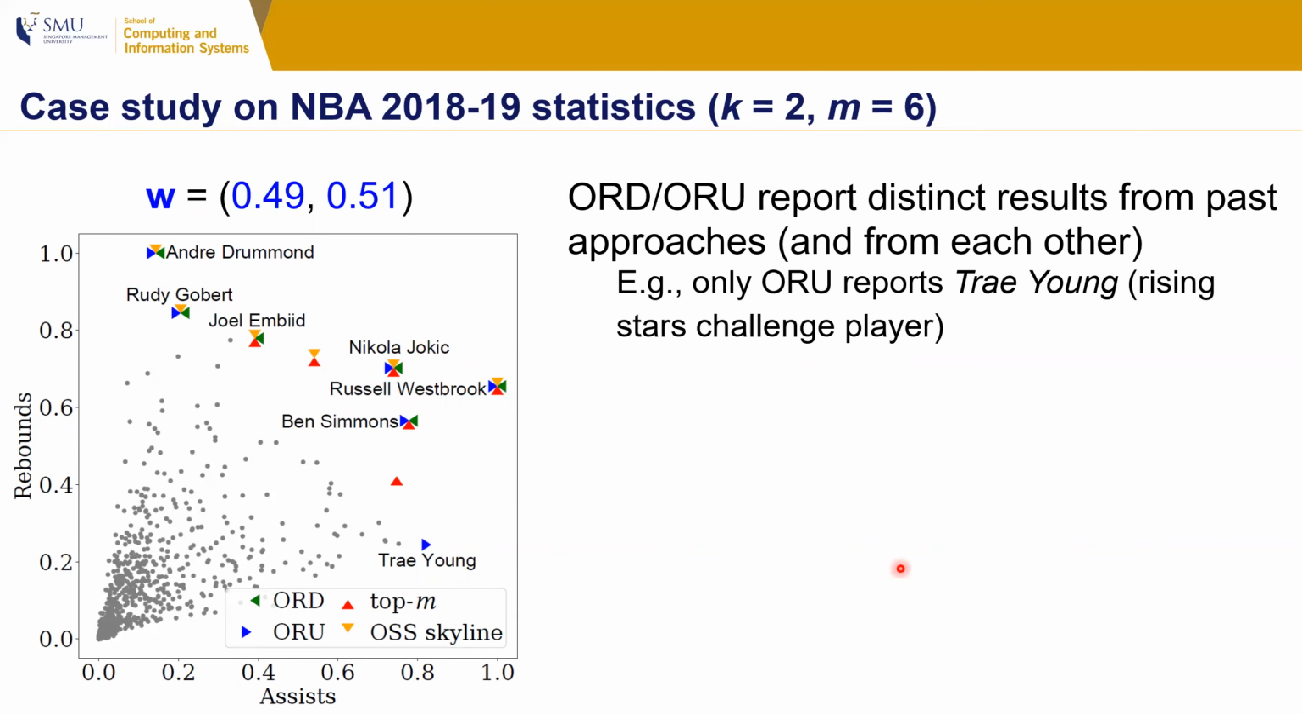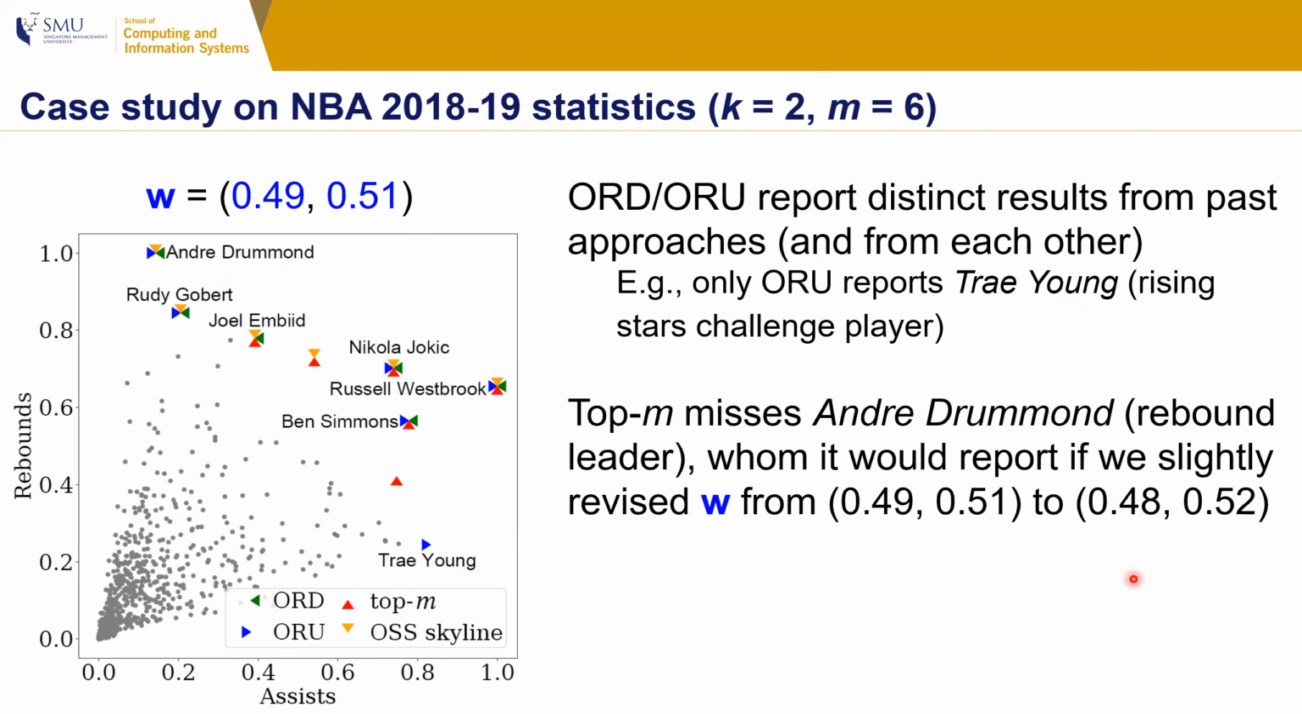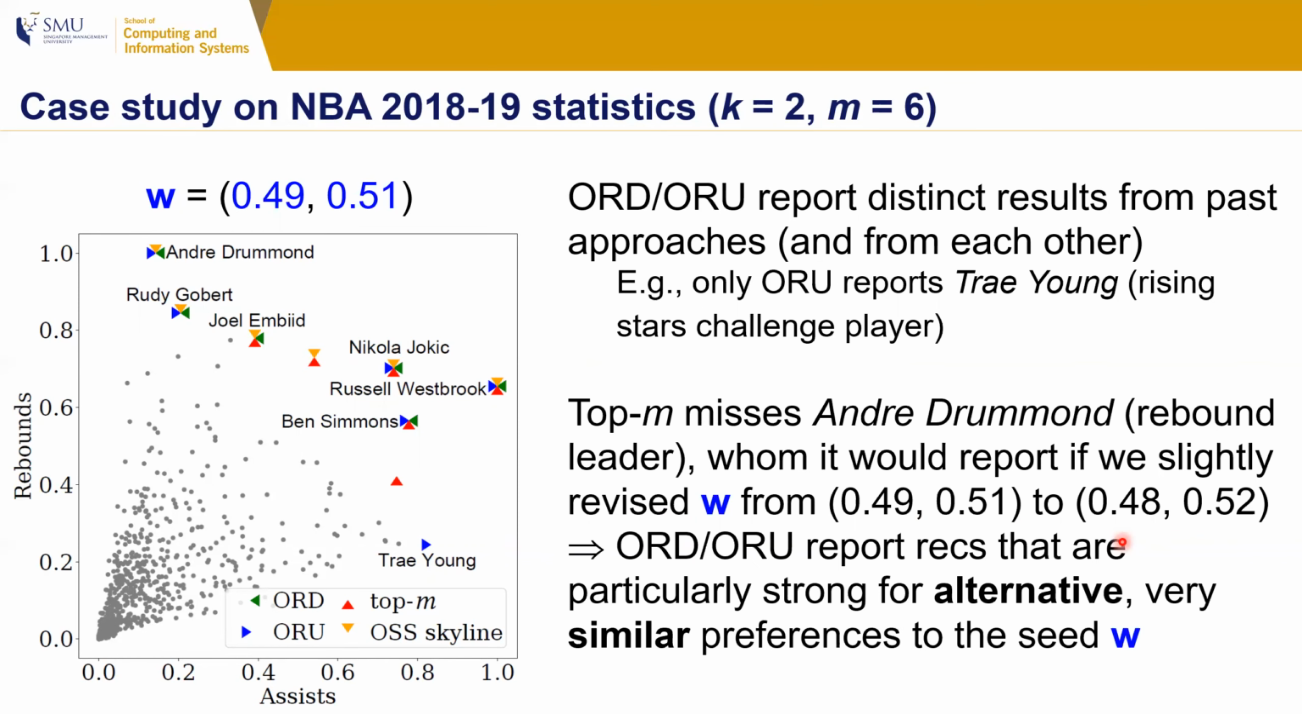So in this specific example with NBA, only ORU happens to report Trae Young, who is the Rising Stars Challenge player in the specific season where we drew this data from. And one important finding here is that the standard top M is missing Andre Drummond, which both of our operators are finding. And actually, they managed to find him, although it is for an alternative weight vector than the input W, yet a very similar vector to it. So basically, we're achieving our objective to consider alternative yet very similar preferences to the input preference vector W.